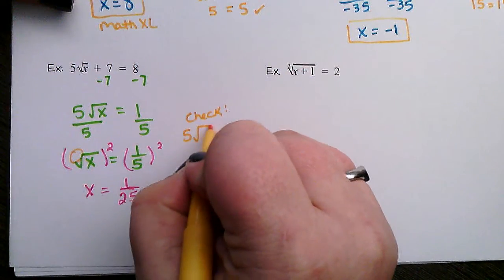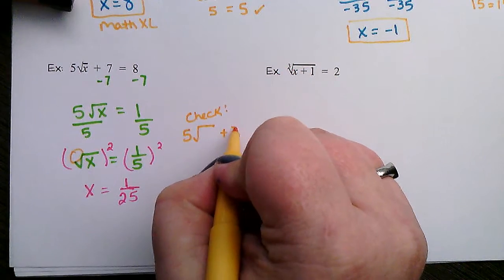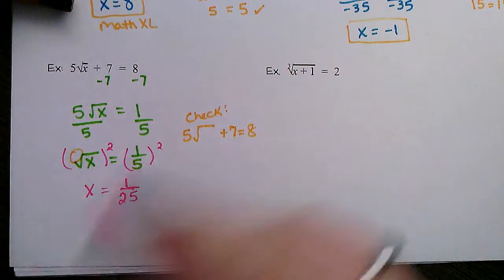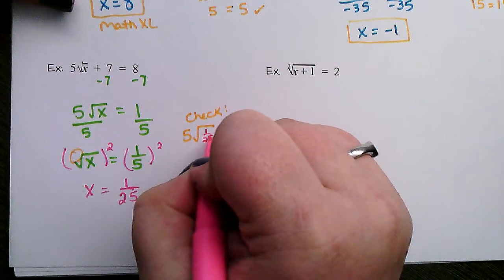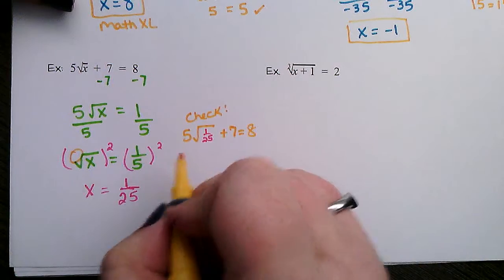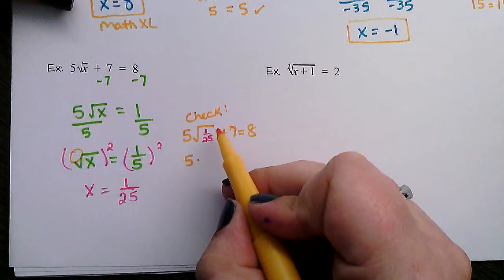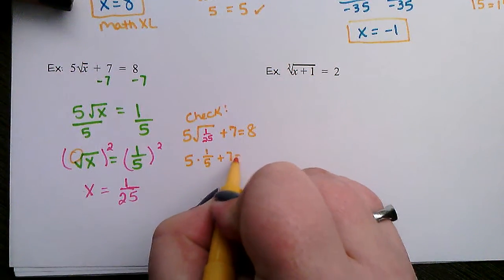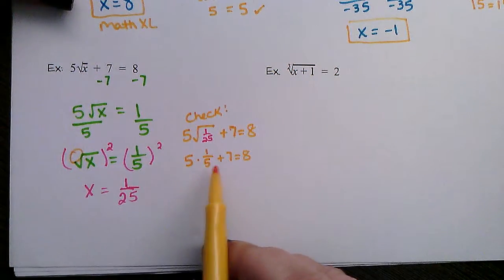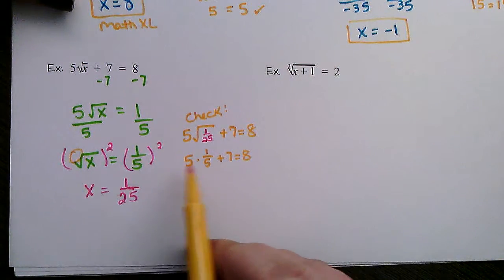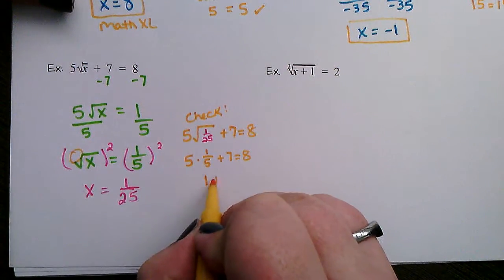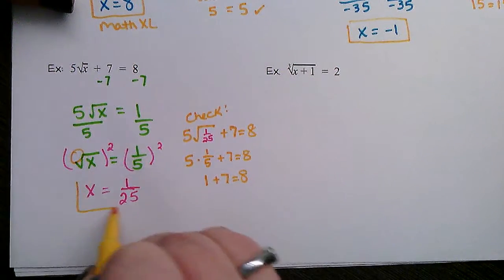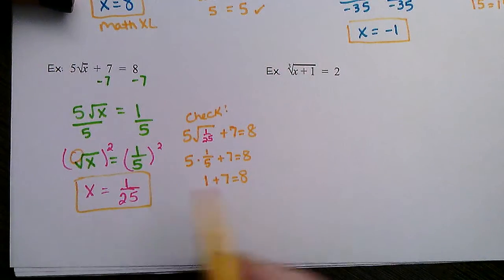So 5 times the square root of 1/25 plus 7 equals 8. Okay, let's put that in there, 1/25. To do this, the square root of 1/25, I do the square root of 1, which is 1, and the square root of 25, which is 5. Now 5 and 1/5 are inverses. When I have inverses and I'm multiplying them together, the answer is 1. So this says 1 plus 7 equals 8. Does 1 plus 7 equal 8? Yes, it does. So this is my answer. That's my proof.